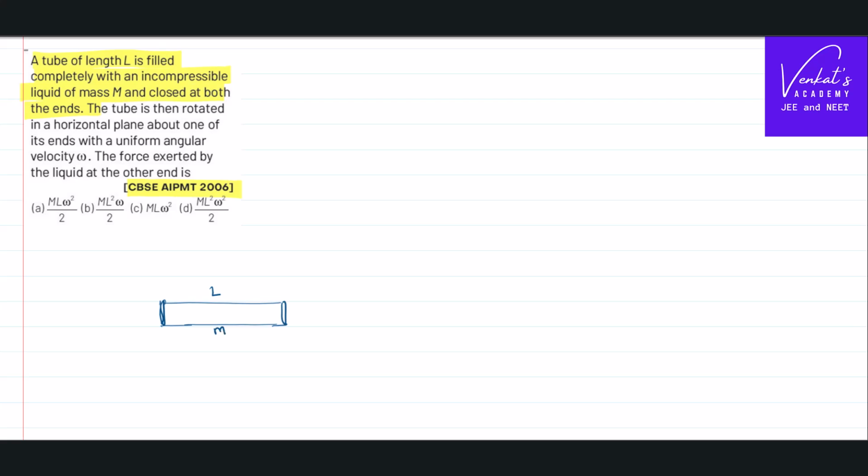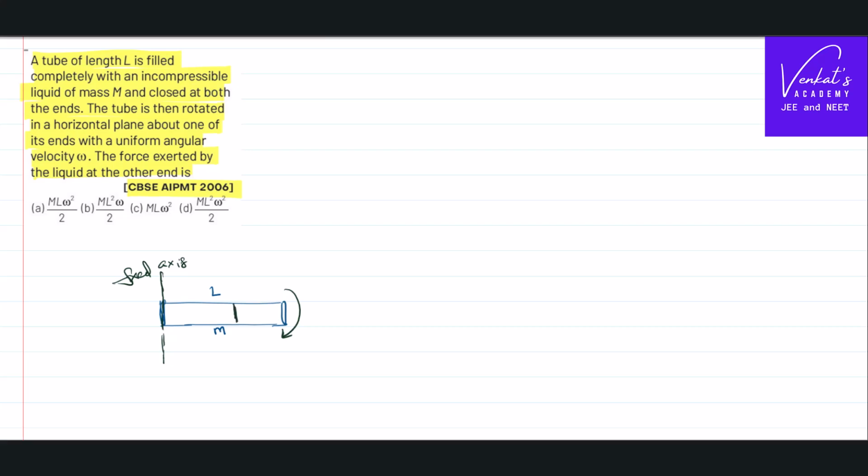Tube is rotated in a horizontal plane about one end, with its other end having uniform angular velocity omega. Then the force exerted. What he is saying further is this end of the tube is fixed. The entire tube is rotated about this axis. What is the force experienced by it?